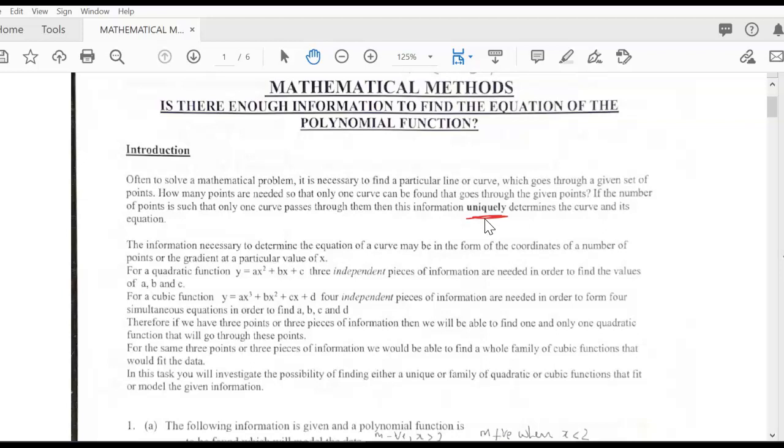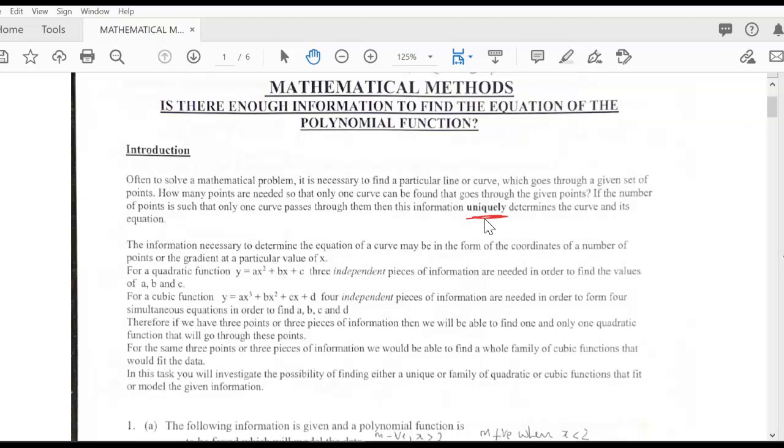What we're going to do in this worksheet is explore both quadratics and cubics, what that actually means by how much information you have, and what the polynomial and the graph actually look like. So if we have 3 points or 3 pieces of information, then we will be able to find one and only one quadratic function that will go through these points. Remember, with 3 points or 3 pieces of information, we've got enough information to determine our quadratic.